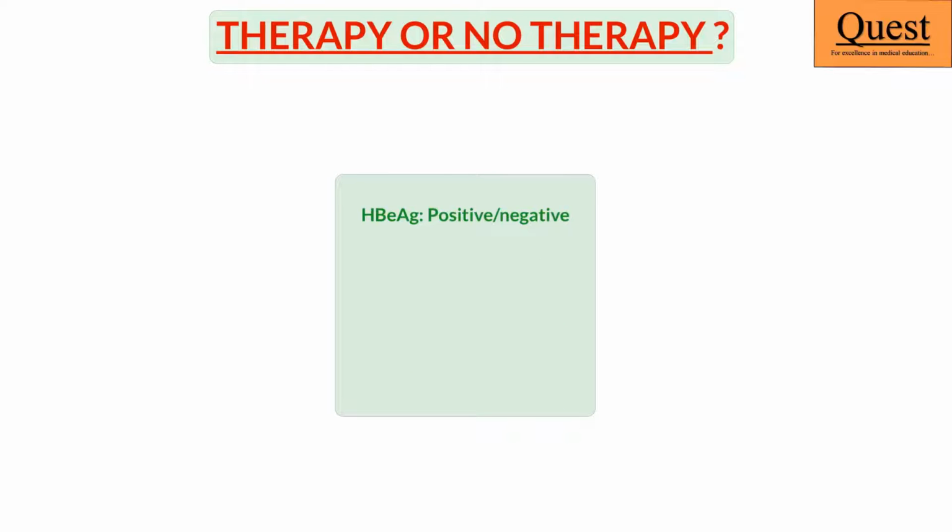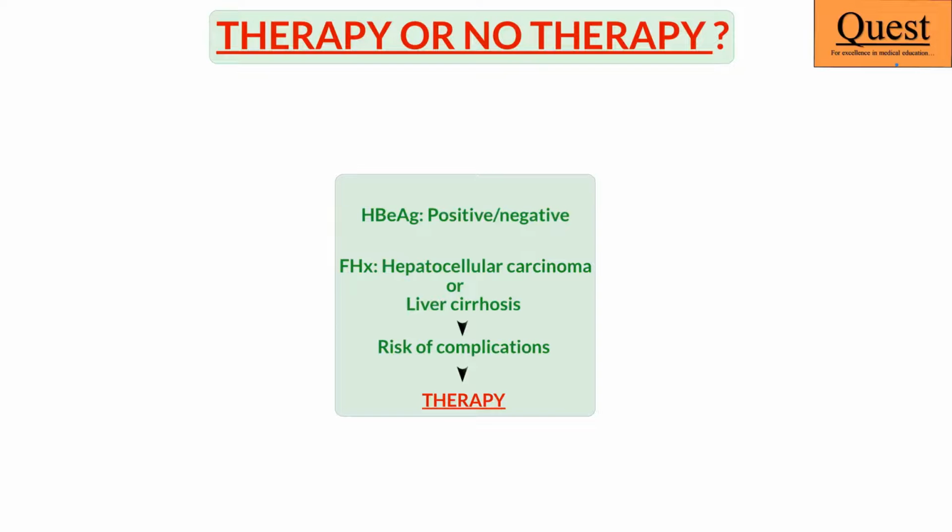Similarly, irrespective of HBe status, if the patient has a family history of hepatocellular carcinoma or a family history of cirrhosis, that puts our patient at a high risk of developing these complications. So irrespective of their HBe status, such patient should be offered therapy.